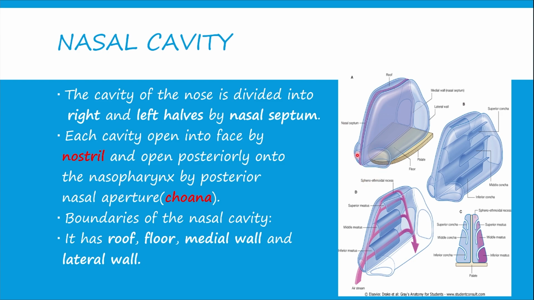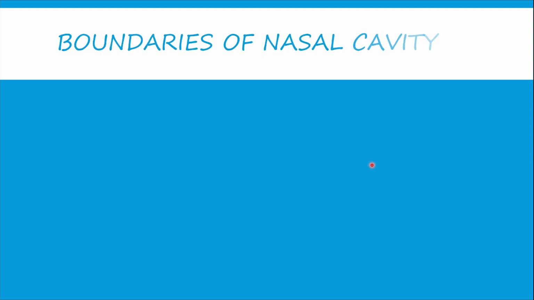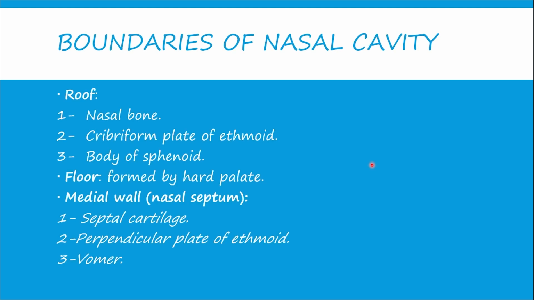So here's the frontal part of the nose. Here are the openings or the orifices. And at the back there is the choana, which are other openings that lead to the nasopharynx. And there are the boundaries, which are the roof, lateral wall, medial wall, and the floor. Let's talk about each boundary.